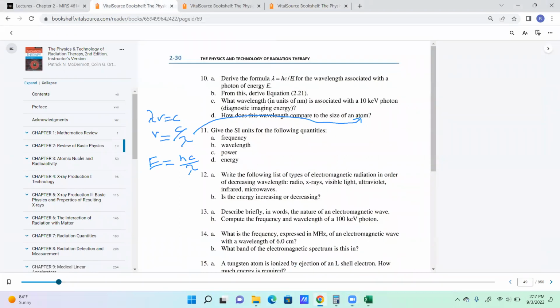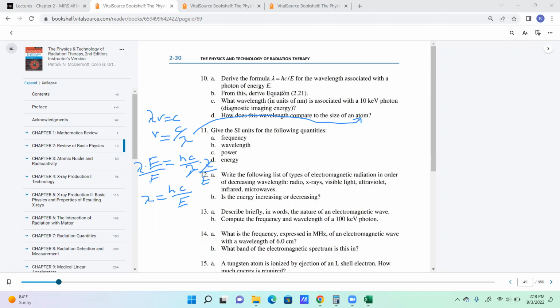Not quite. We need to solve this for lambda. So we're going to take this, multiply both sides by lambda, divide both sides by energy. That cancels. And essentially all you've done is interchange the places of energy and lambda. So that's how we end up with that.